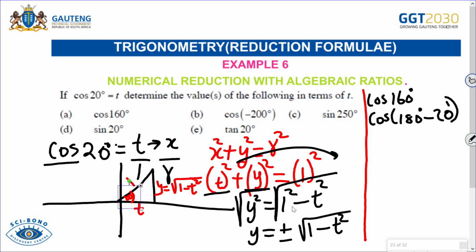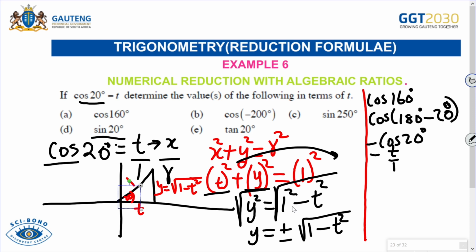So if you are getting your 20 degrees, you ask yourself, 180 minus an angle, it's in which quadrant? Cos of 180 minus that, it's in which quadrant? It's in the second quadrant. So it means your cos is going to be negative cos of 20 degrees. And we said cos of 20 degrees is equals to t. So it means your answer will be negative t all over 1, right? And then we move to sine of 20 degrees, which is this one.